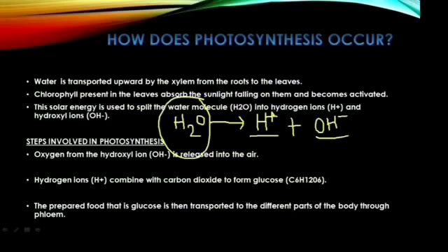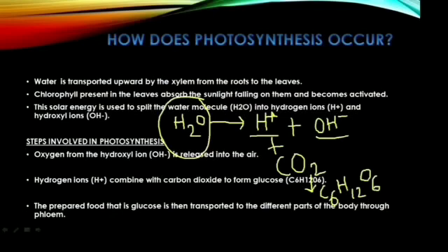The hydrogen ions that have formed here will combine with the other raw material, that is carbon dioxide, and together they will produce what, children? They will produce the glucose molecule. The motive behind the process of photosynthesis is the production of food only, and this glucose is the simplest form of food. So C6H12O6. So this is one reaction, beta.